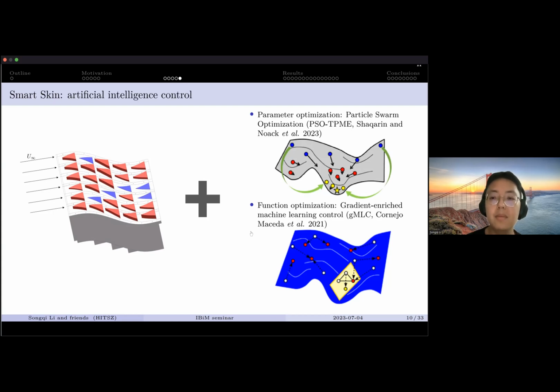This is the cutting edge version proposed by Songqi and Noah in 2023. This improved PSO algorithm provides a very efficient strategy to optimize the parameters in a very high dimensional space. The second experiment we did treats this plant in a closed loop manner, and we want to optimize the feedback function of this plant. With that, we adopt gradient enriched machine learning control proposed by Cornejo Maceda in 2021 to optimize the feedback functions of this distributed input, distributed output problem.